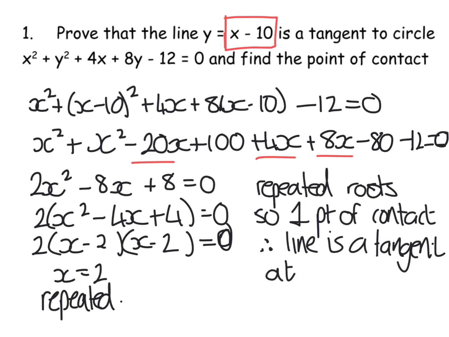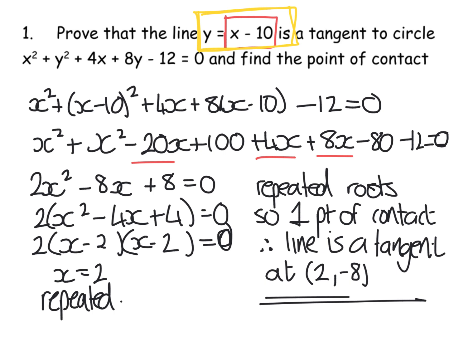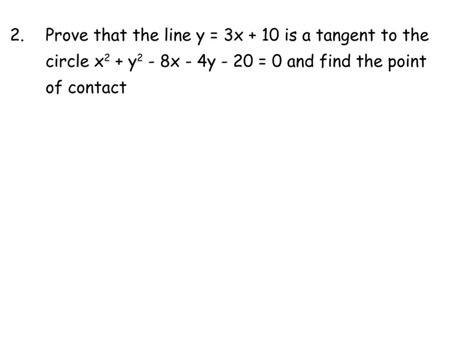at, now this is a bit I didn't do, they wanted the point of contact. You got a repeated root of 2, so you know it's at 2 something. To get that other number, you go back up to this bit here and plug in the number 2. So you're going to do 2 take away 10, which is minus 8, so your point of contact is at 2, minus 8. You must write the sentence, and you must find the point of contact. So if it's prove it's a tangent, we like this method because the x equals 2 comes out naturally. Example 2. Prove that this line is a tangent to this circle and find the point of contact.